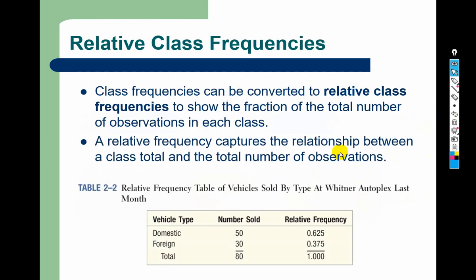So now once you have the frequency values, then you can calculate what we name a relative frequency. For relative frequency, you are comparing each frequency value relative to the total. So now for these two types of cars, the first one is 50 out of 80, and the second level is 30 out of 80.